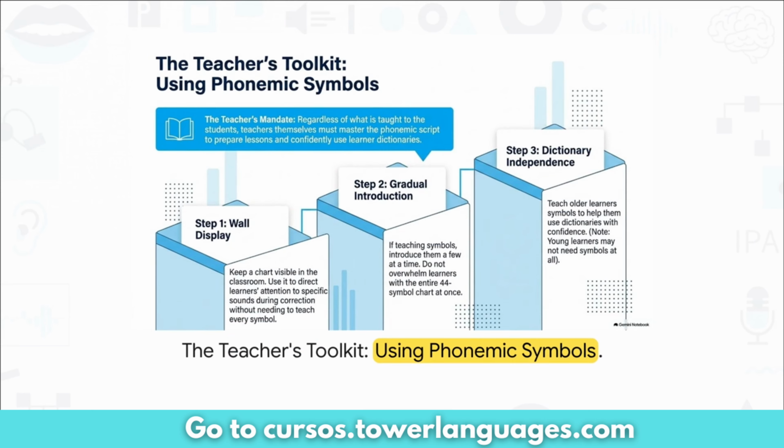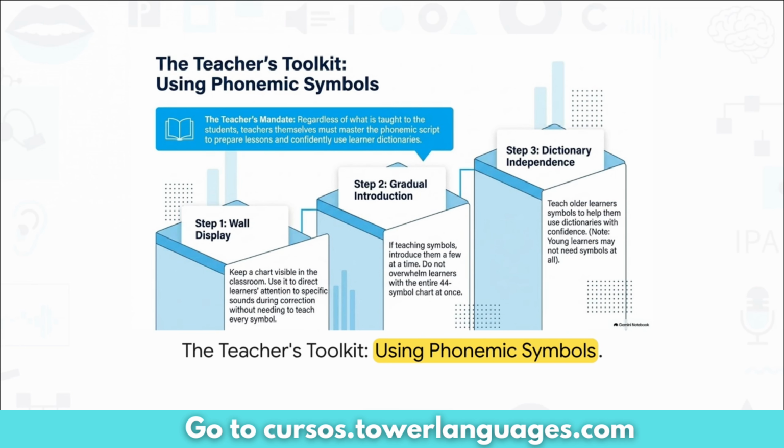So when it comes to actually bringing phonemic symbols into your class, you can use a gradual 3-step approach. Step 1 is the wall display. Simply keeping a phonemic chart visible on the classroom wall is incredibly powerful. You can literally just point to it to direct a learner's attention to a specific sound during correction, and you don't even need to formally teach them all the symbols right away.